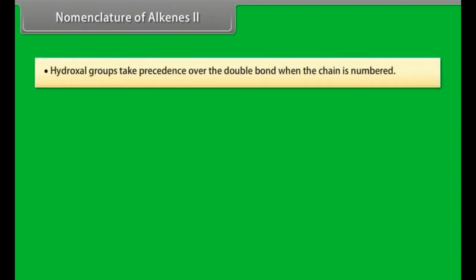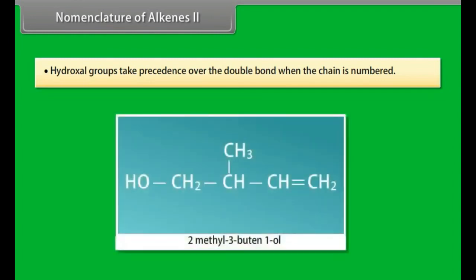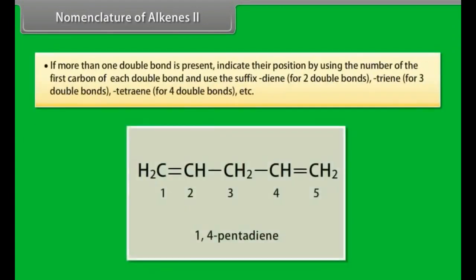Nomenclature of alkenes, Part 2. Step 7. Hydroxyl groups take precedence over the double bond when the chain is numbered. This compound is 2-methyl-3-butene-1-ol. Step 8. If more than one double bond is present, indicate their position by using the number of the first carbon of each double bond and use the suffix diene for 2 double bonds, triene for 3 double bonds, tetraene for 4 double bonds, etc.